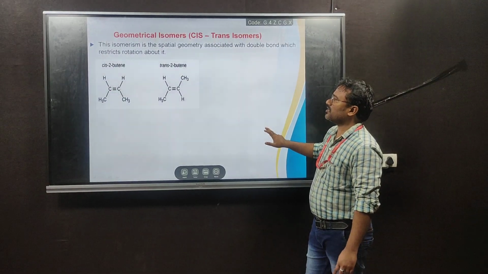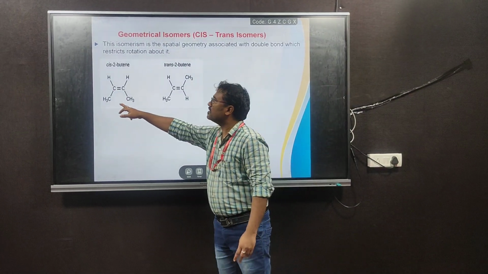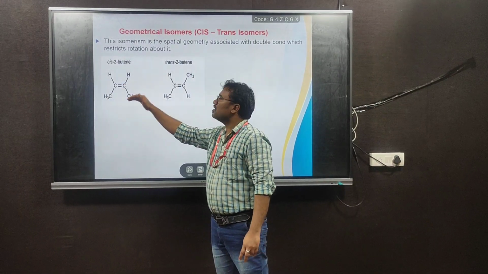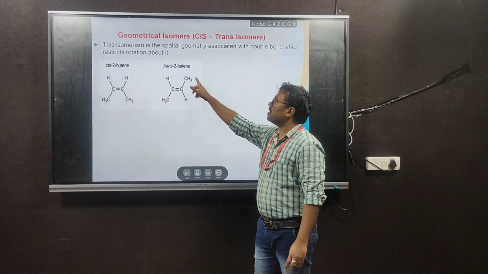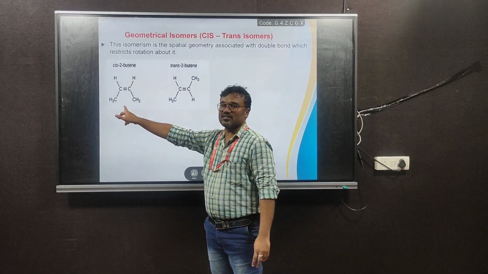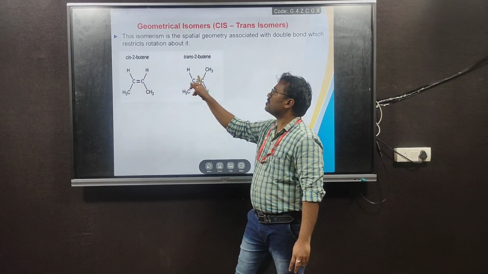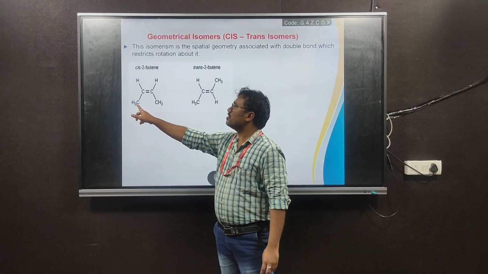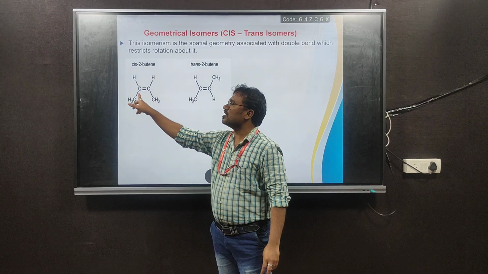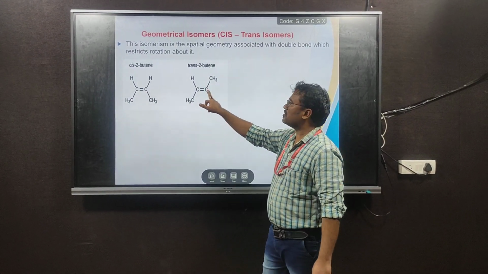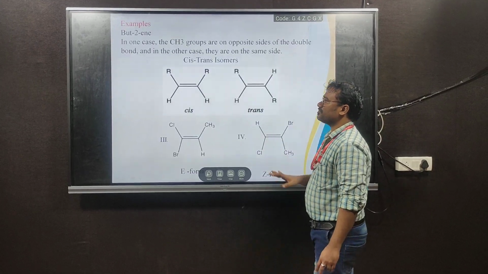So here, geometrical isomerism. You see cis 2-butene. In cis 2-butene, the two methyl groups are present on the same side. In this one, the methyl groups are present on the opposite side of the double bond. So that's why this is the cis form and this is the trans form. So cis and trans 2-butene. Why? Because 1, 2, 3, 4 carbons are there. This is butene. That's why it's called cis 2-butene, and this is called trans 2-butene.